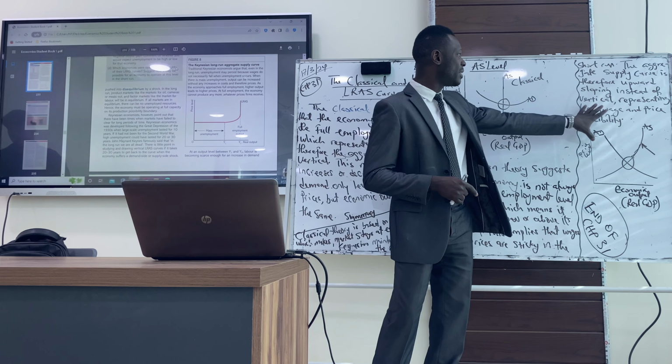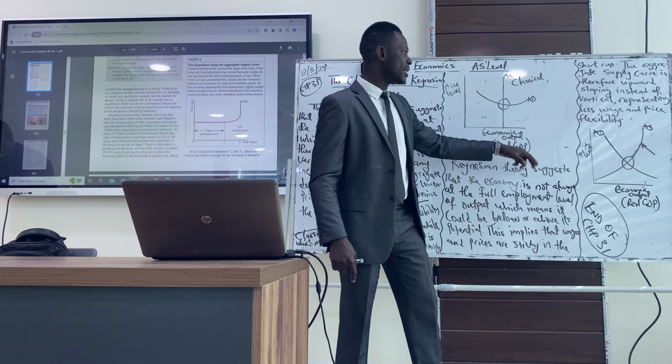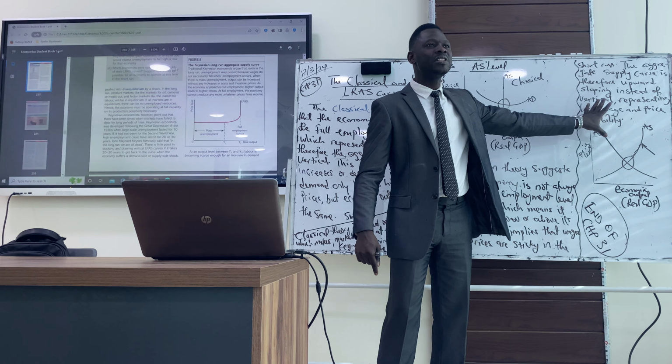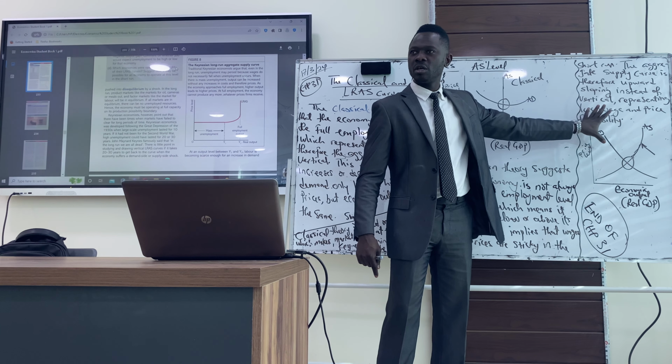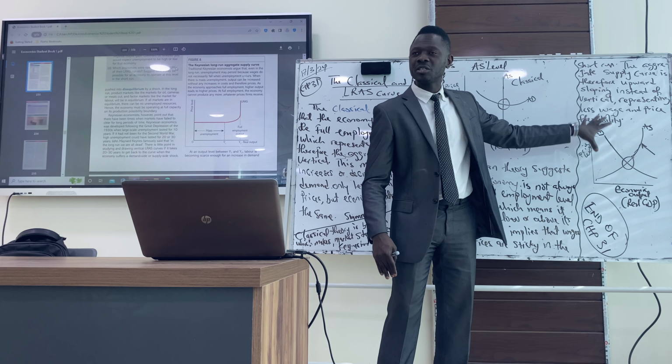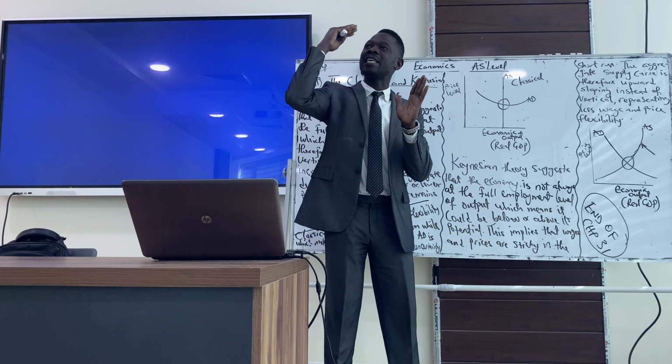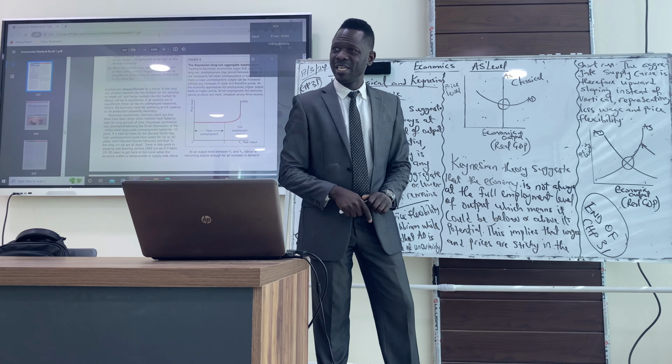So for them, they believe that it is not vertical, rather it is what? Upward sloping. Do you get the point? So they believe it is not vertical, rather it is upward sloping, because resources are not fully employed. That means the economy is not always at its highest potential. Do we get it? Yes.